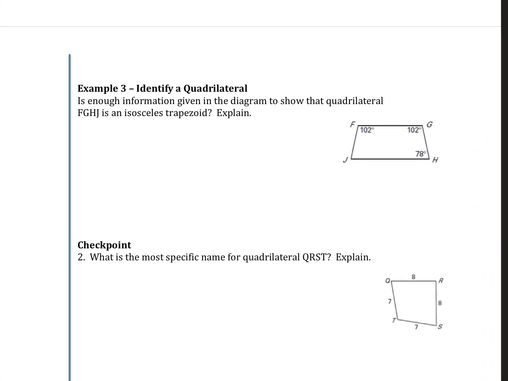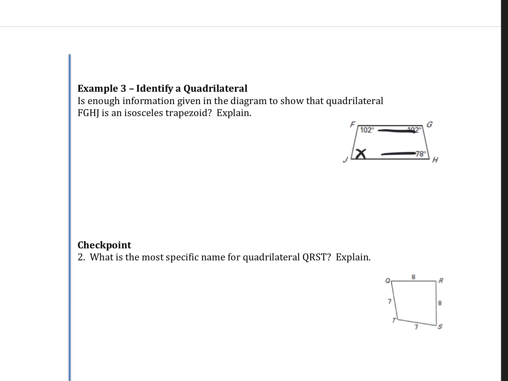All right. Identify a quadrilateral. Is there enough information in the diagram to show that quadrilateral FGHJ is an isosceles trapezoid, and explain? Well, we know that both pairs of base angles of isosceles trapezoids are congruent. So these are both congruent. We need to show that these are both congruent here, right? So this should also be 78.